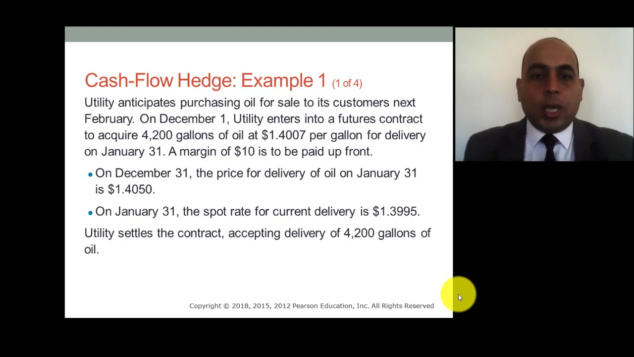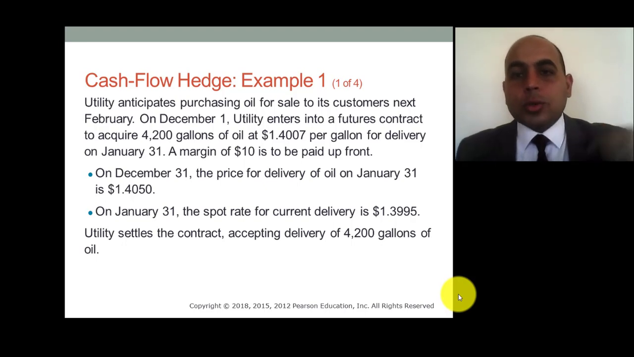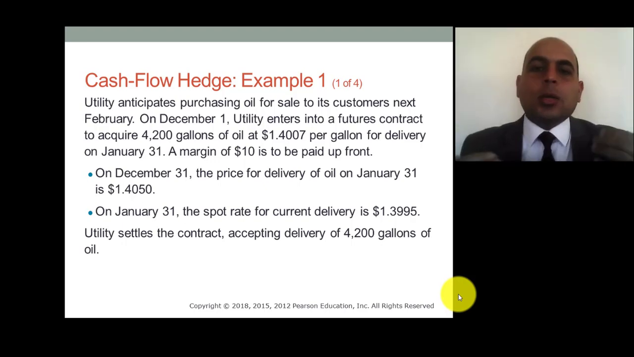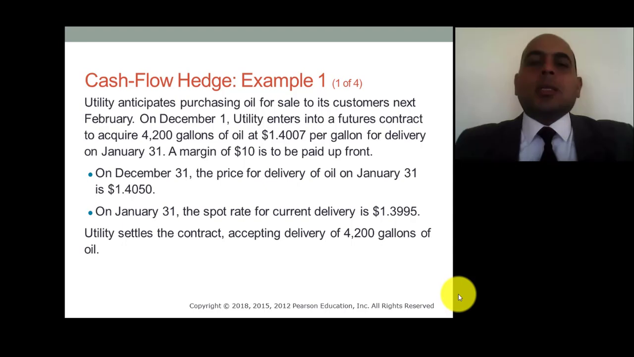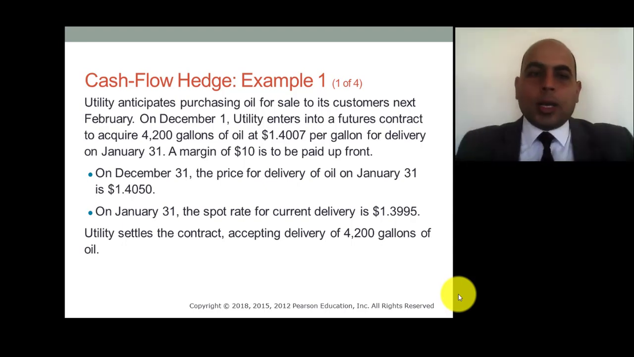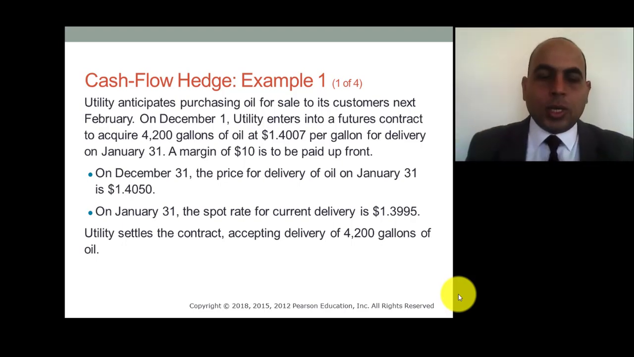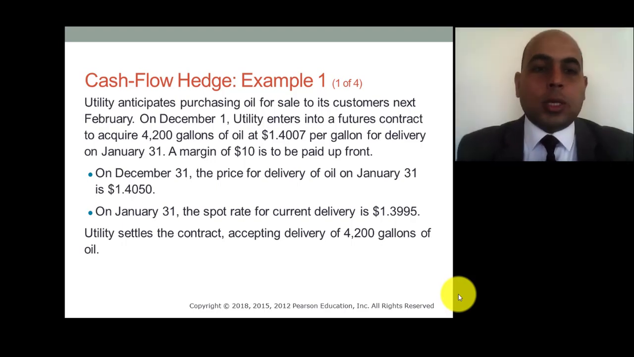Utility anticipates purchasing oil for sale to its customer. Still we didn't sell, still we don't have the inventory, but we forecasted that we will sell to our customer next February. For that we entered into a future contract to protect ourselves against what? Against a forecasted transaction. We will recognize any difference because of entering into this kind of future contract by recognizing the difference as other comprehensive income.